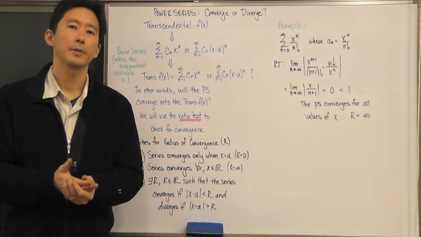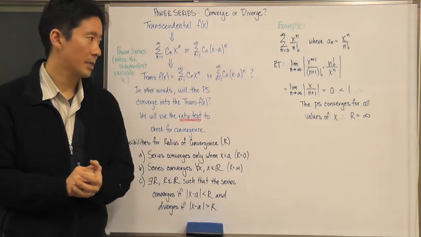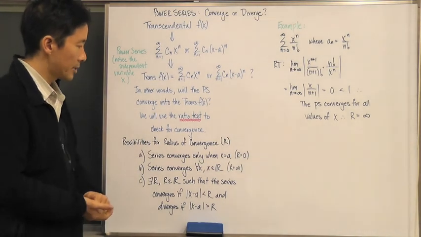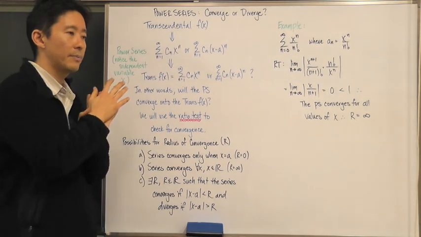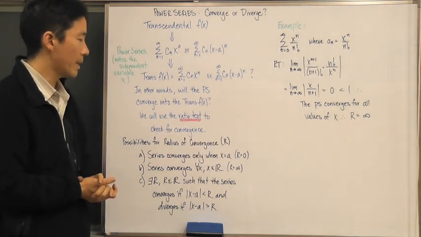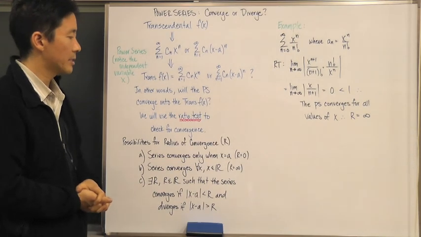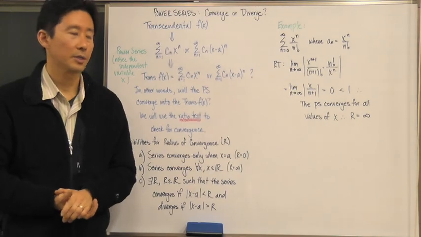There's going to be a difference between the value of the power series as well as the value given by your transcendental function for the same value of x. Okay, so before we actually go ahead and get more into the transcendental function part, we need to be able to use the ratio test to check for our radius of convergence. And again, let's see how that actually works.